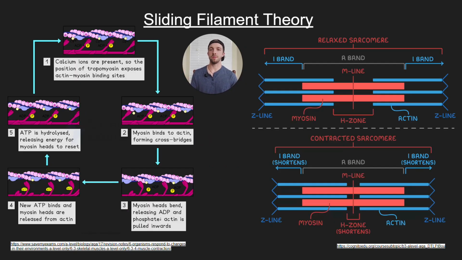We have this flood of calcium ions. The calcium ions cause a conformational change in tropomyosin to expose binding sites on the actin. From there, myosin, boom, like a magnet, attaches to the actin, and it then cocks the head, causing a pulling, and it releases ADP and an inorganic phosphate. Then a new ATP binds and releases the myosin head, which is then spent, and the myosin head is recocked.